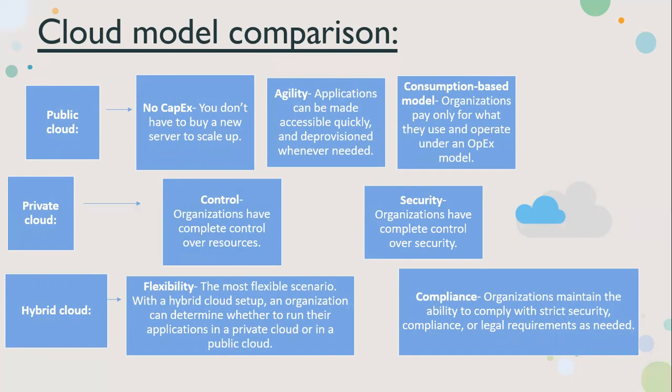Whereas private cloud has control and security. These are the two features. Control means the organizations have complete control over the resources. Also, the organizations have complete control over security. In hybrid cloud, this is the most flexible scenario. With a hybrid cloud setup, an organization can determine whether to run their application in a private cloud or a public cloud, as they have both. There is compliance. Organizations maintain the ability to comply with strict security, compliance, or legal requirements as needed.